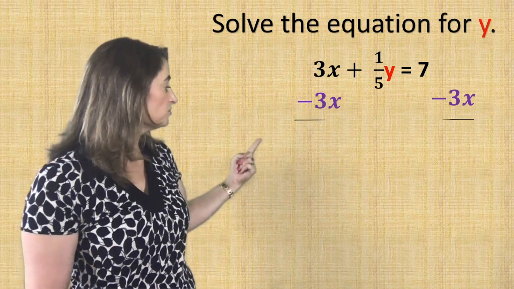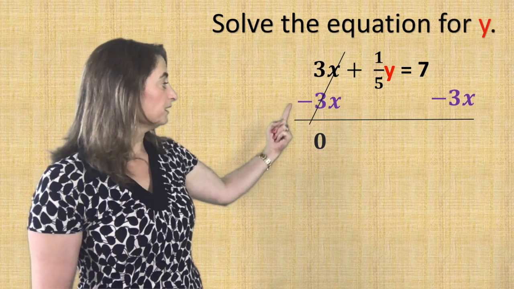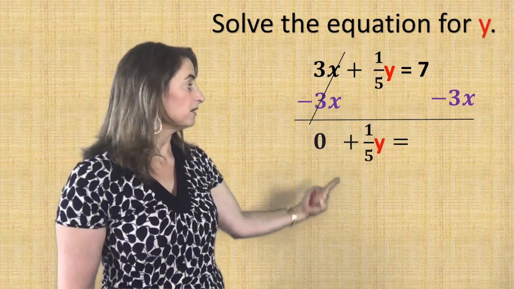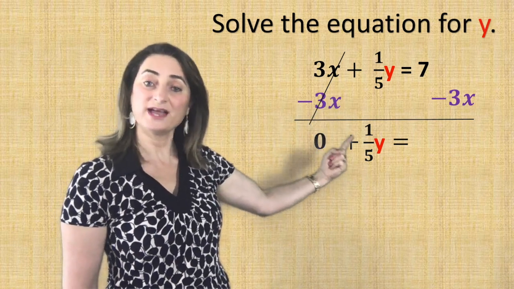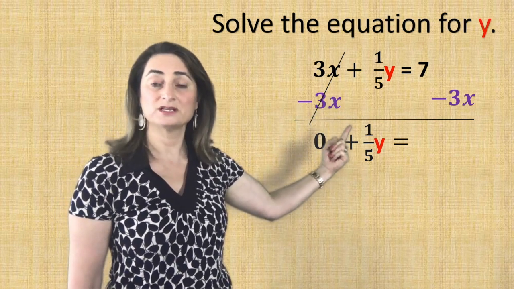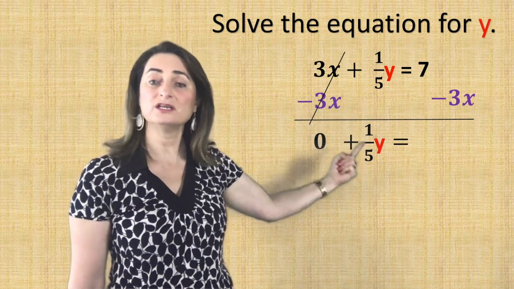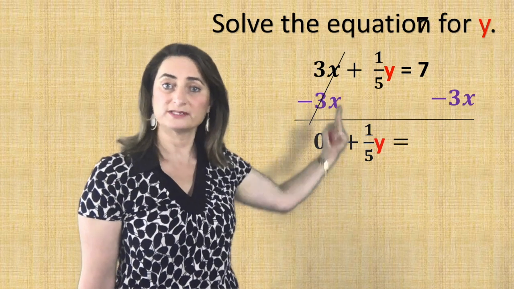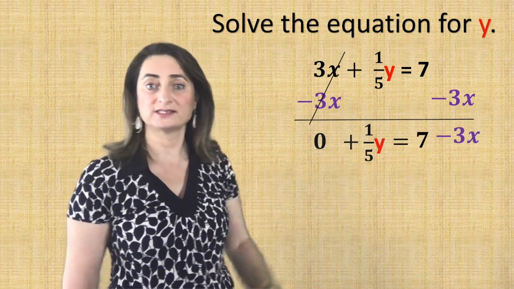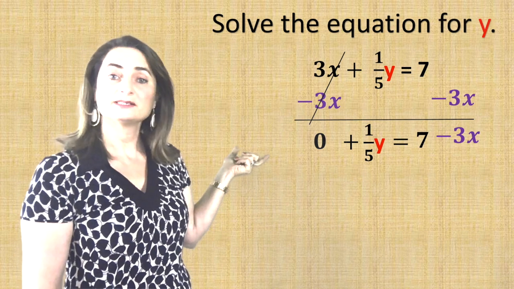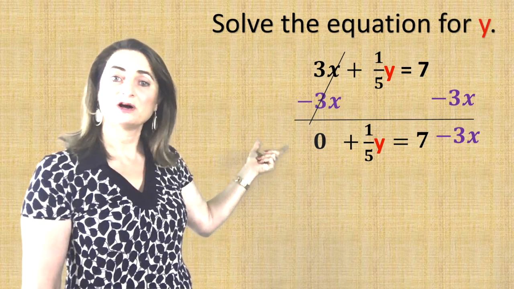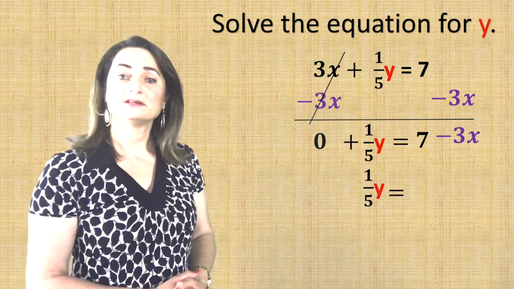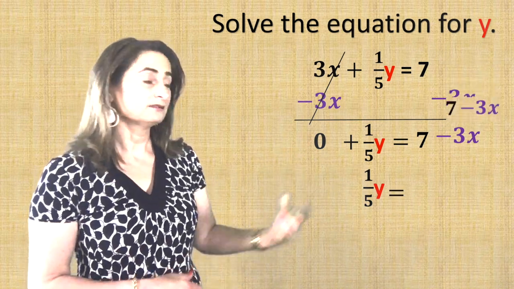Now 3x minus 3x is 0. Bring the plus down. Bring 1/5 y down. Bring the equal sign down. And then 7 minus 3x. Can I combine those terms? You can't. You can't subtract 7 minus 3 because they're not like terms. So what do you do? You just bring the whole thing down. You bring the 7 down and you bring minus 3x down. Now let's simplify that. 0 plus 1/5 y equals 1/5 y. Bring the equal sign down. 7 minus 3x. Bring it down.